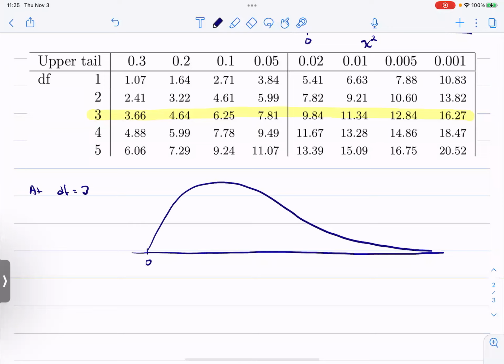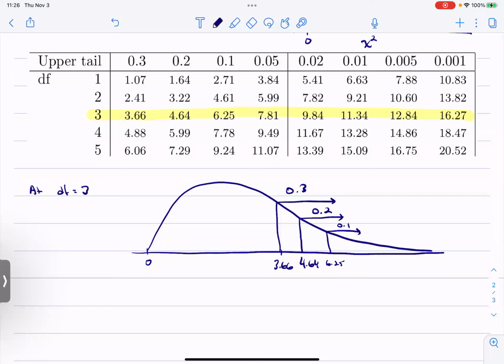And so here's 0, and let's say 3.66 has an area in the tail of 0.3, 4.64 has an area of 0.2, 6.25 has an area of 0.1, and so on and so forth.